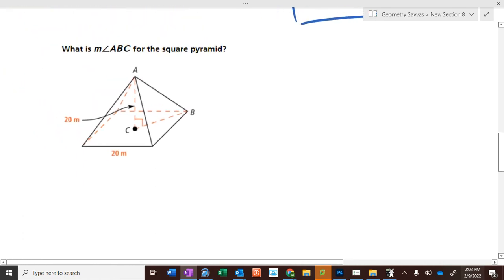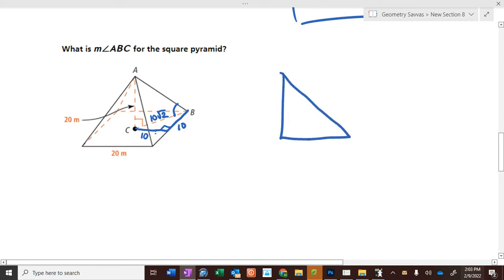What is the measure of angle ABC, this angle right here, for this square pyramid? All right. So if the height is 20 and it's 20 here, that means from here to here it's 10, right? And from here to here it's 10. Well, that's a 45, 45, 90 triangle. So if these are each 10, what's the hypotenuse of it? 10 square root of 2. That's from the first part of the chapter.